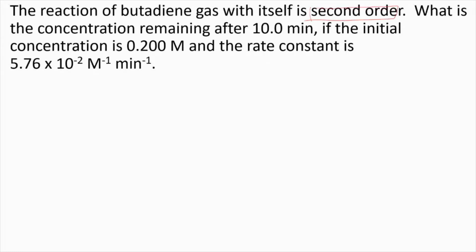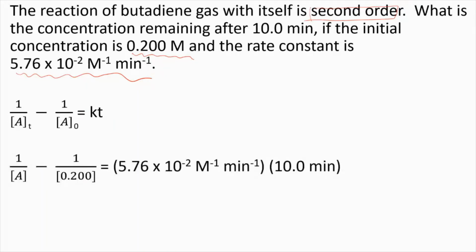What is the concentration remaining after 10 minutes if the initial concentration is 0.2 molar and the rate constant is 5.76 times 10 to the minus 2 molar negative 1 minutes negative 1? All right, so we're going to use the formula that we found: 1 over the final concentration minus 1 over the initial concentration equals kt. So I'm just going to plug in the different values that were provided in the problem.